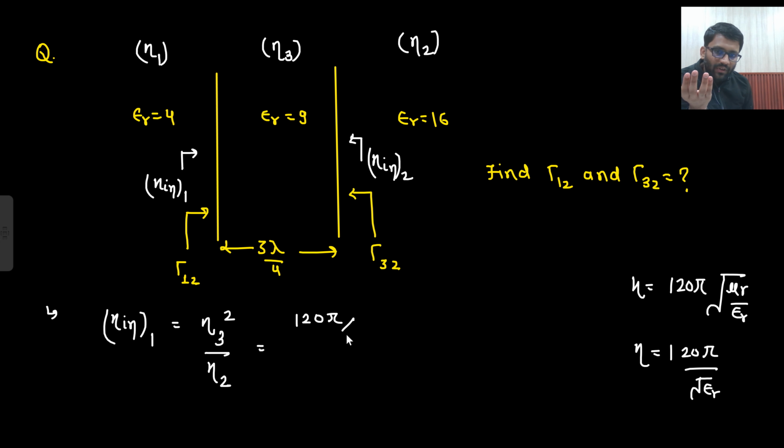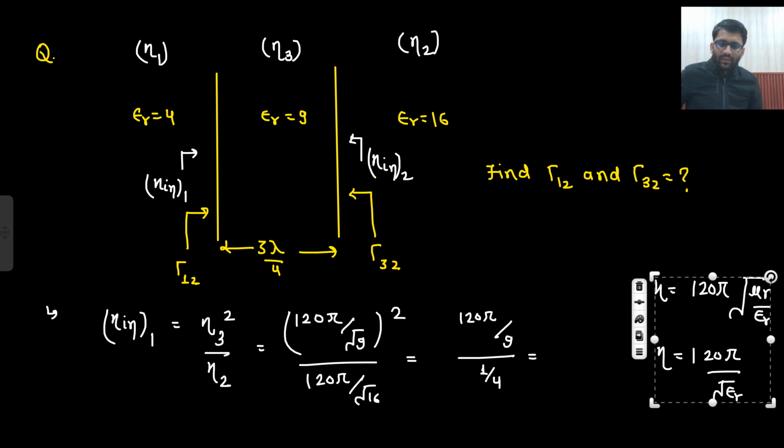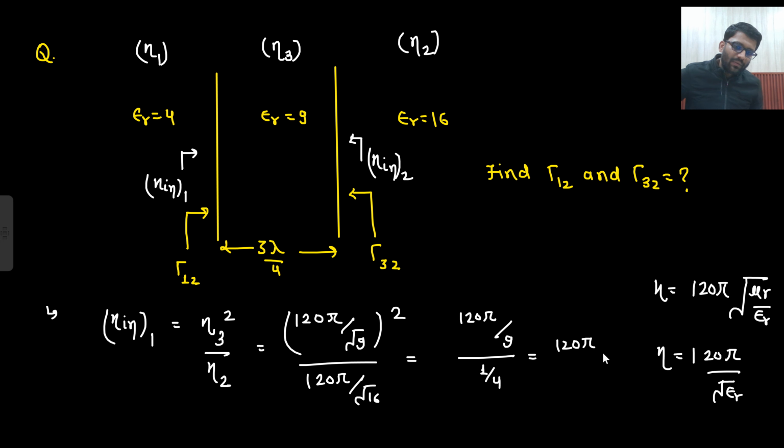So neta 3 will be 120 pi divided by under root 9, whole square, divided by 120 pi under root 16. So what you are getting here, 120 pi will be left divided by 9 and here 120 pi will be gone divided by 4. So you are getting 4 by 9 basically. 120 pi into 4 by 9. This is the value of neta in we are getting.